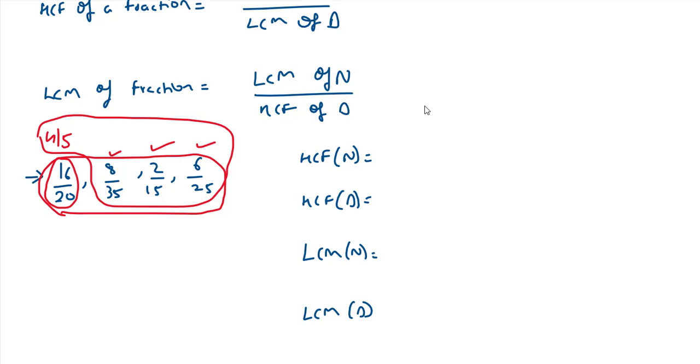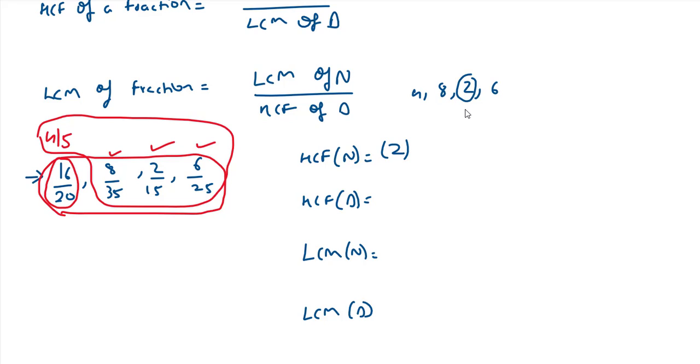The numbers in the numerator are 4, 8, 2 and 6. As we know, HCF is the highest number that can divide all these numbers. So just by visual observation, we can say that 2 is the highest number that can divide all these numbers. So the HCF of the numerator is 2.